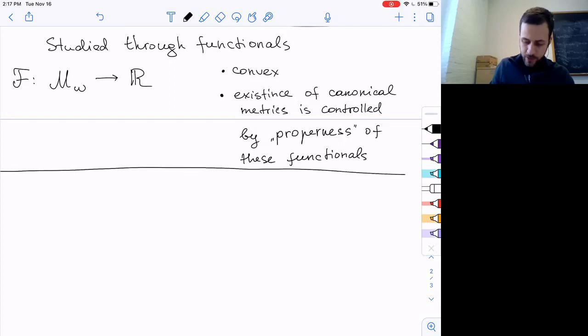So that's the idea. Now let me get specifically to generalized Kähler structures, and I will use throughout this talk the Hermitian point of view on generalized Kähler structures.